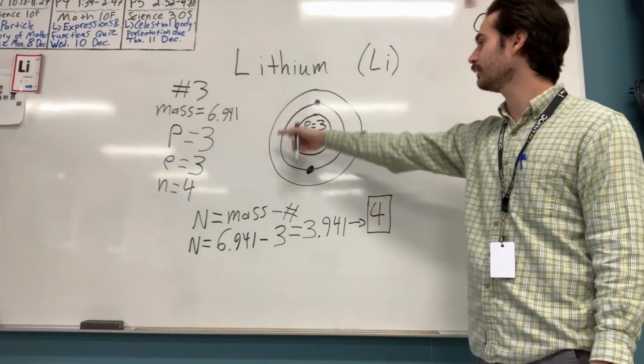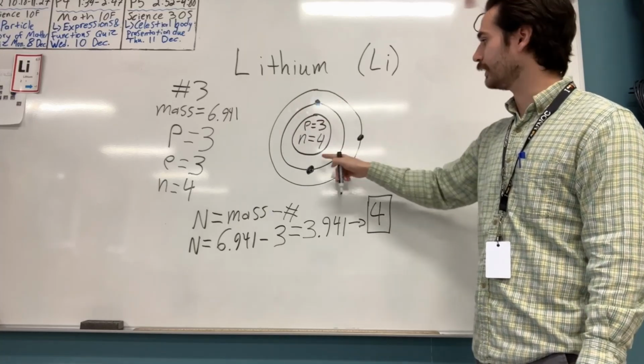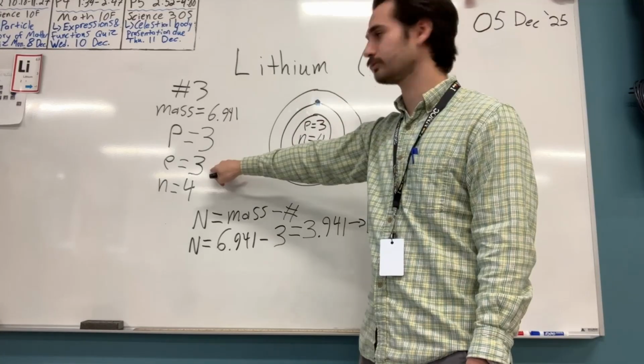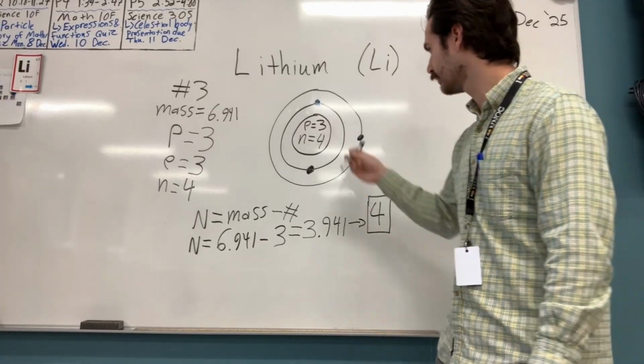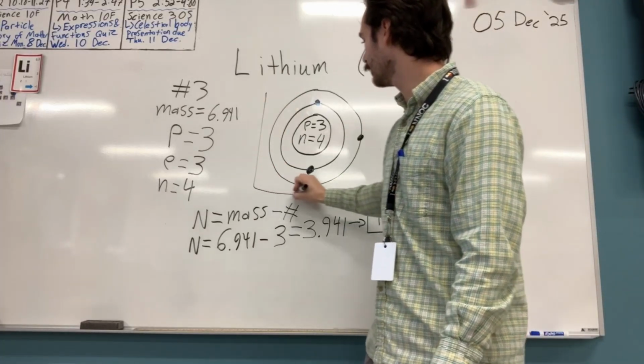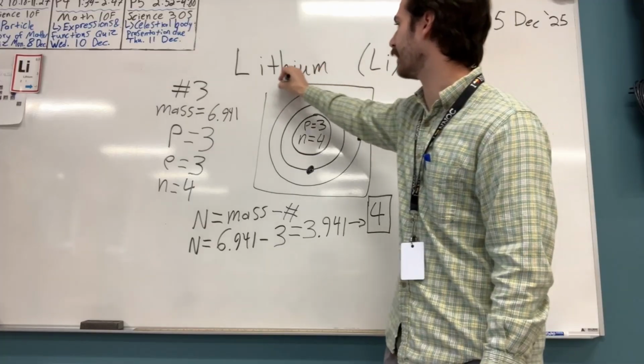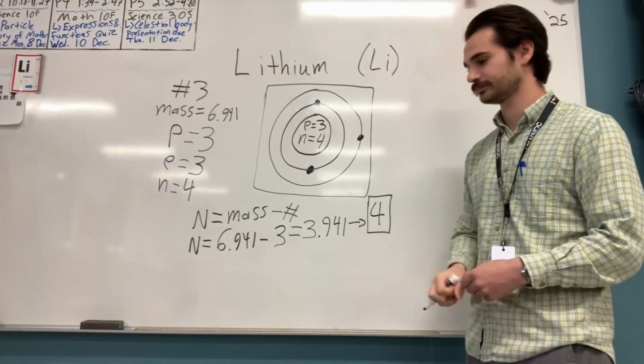Now our outer shell has 1 electron. Our inner shell has 2 electrons. We've included all of our 3 electrons. This is our completed Bohr diagram for lithium.